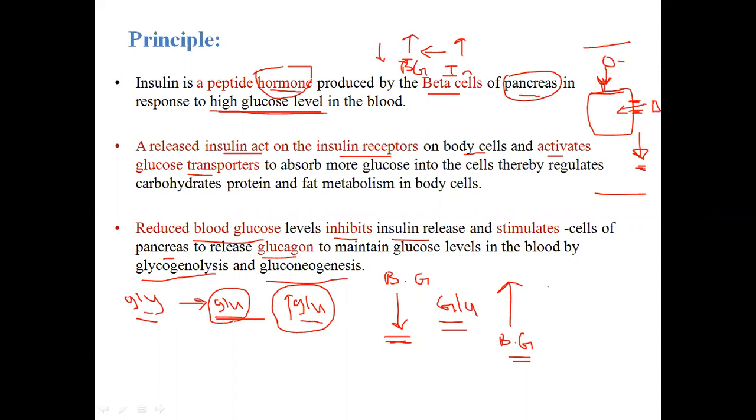So insulin and glucagon both have opposite effects. Insulin decreases the blood glucose level, and glucagon increases the blood glucose level.